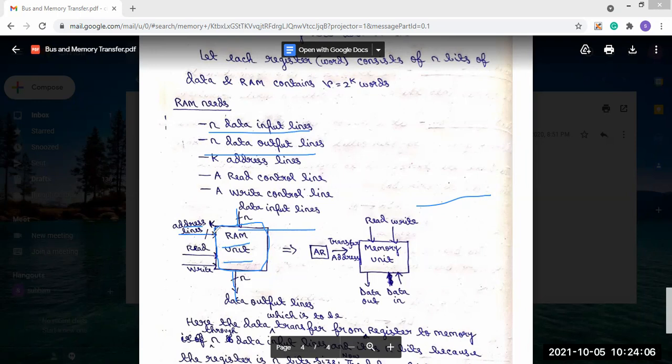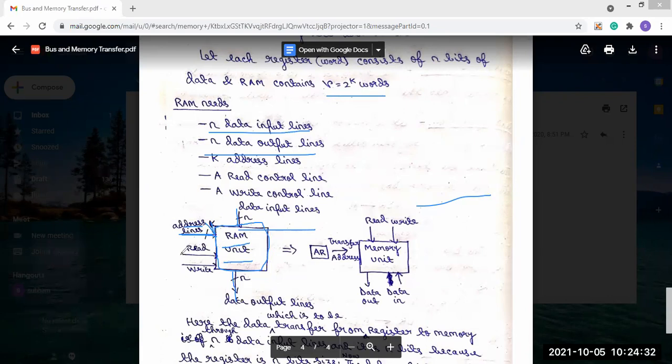And there is an address line present. This address line is what? K address lines are present. Now, why K? You see here, we have said that R equals 2 to the power K words. Now, K words means what? K is specifying the number of address lines. So, K address lines will go here.